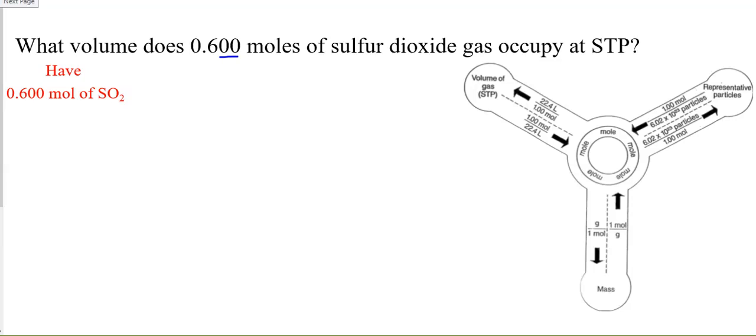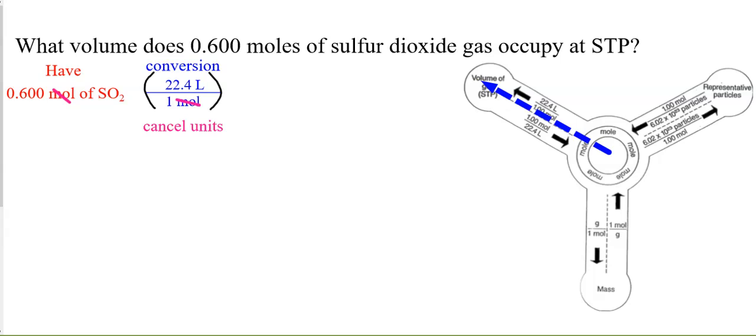So we have 0.6 mole of sulfur dioxide. We want to know what the actual volume of that is. So we will multiply with this conversion factor, 22.4 liters per mole. That's the base definition of Avogadro. He determined that a mole of a certain amount of gas would actually have 22.4 liters.